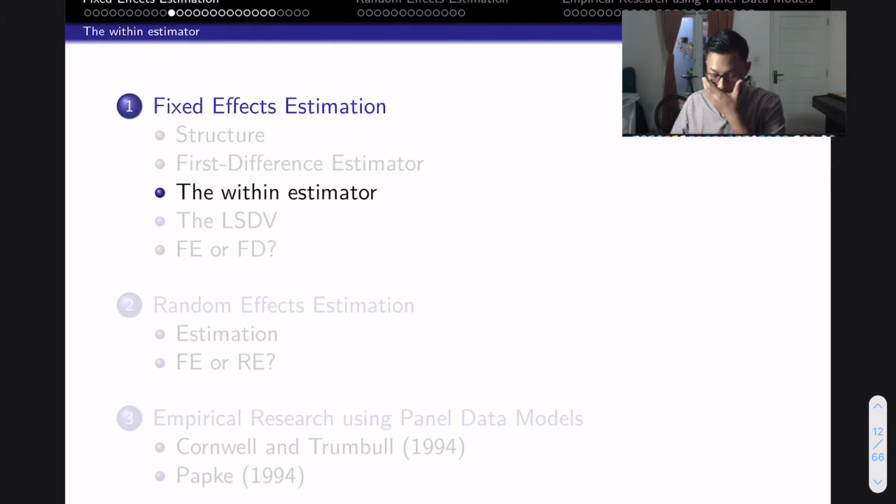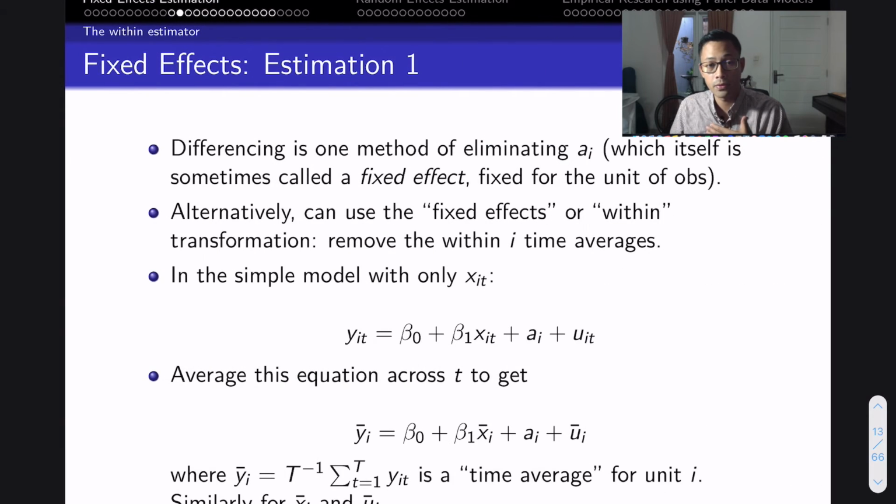So for example, it's called a fixed effect because the effect that I have on myself is going to be different to the effect that someone else has on the outcome variable of interest. Now, alternatively, we can use the fixed effects or the within transformation to remove the within i time average. Let's take a look at this more closely.